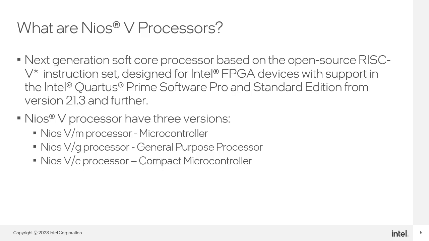Nios V processors are Intel's next-generation soft-core processors based on the open-source RISC-V instruction set, designed for Intel FPGA devices with support in the Intel Quartus Prime Software Pro and Standard editions. There are currently 3 versions available for Nios V supported with different applications: the Nios V-M processor with microcontroller suggested use, the Nios V-G processor as a general-purpose processor with custom instructions, and the Nios V-C processor, the compact microcontroller.